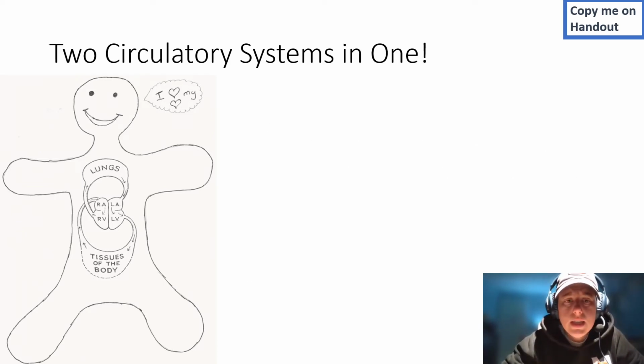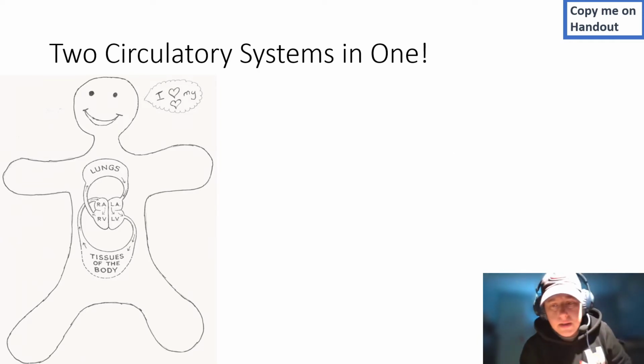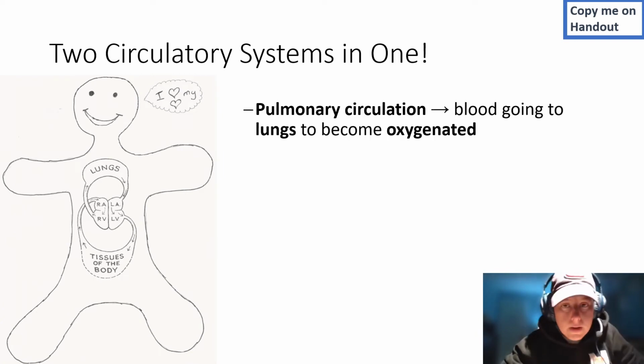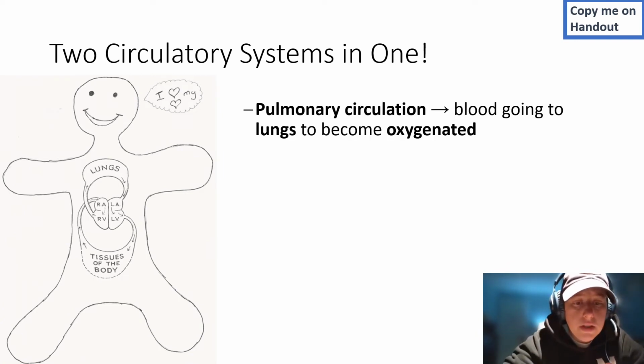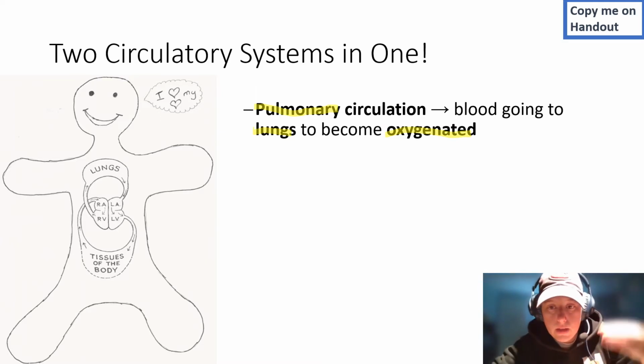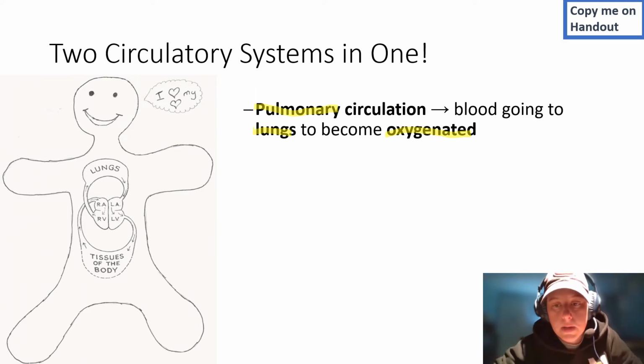So in actuality, your body kind of has two distinct circulatory system sets in one, and it really does depend on where we're going. The pulmonary circulation is really focused on blood getting to the lungs to become oxygenated. And the way to remember that the pulmonary circulation has to do with lungs is think of the word lungs in French as poumon. So anytime you have the prefix pulmonary, it has to do with the lungs.